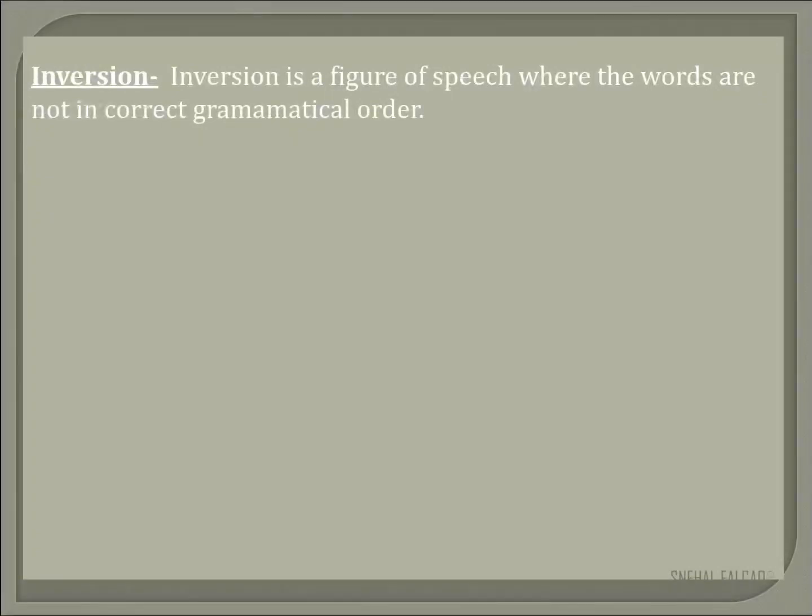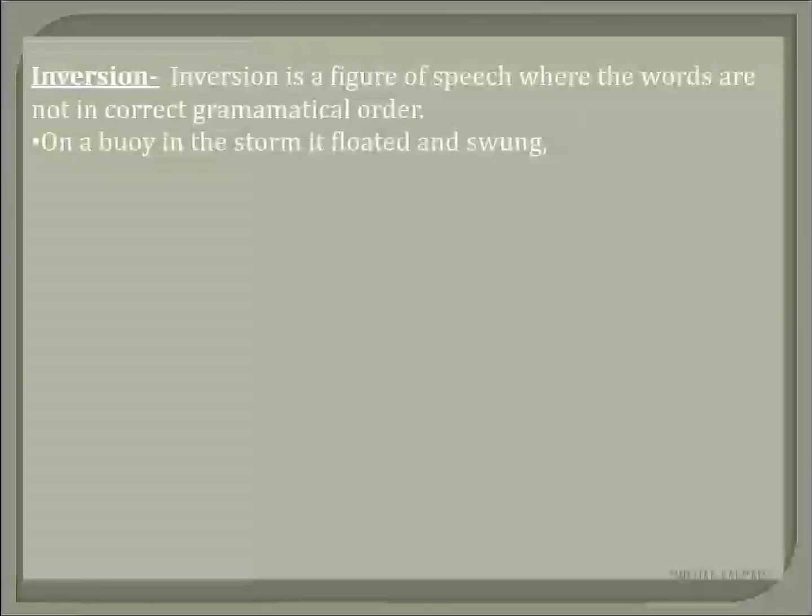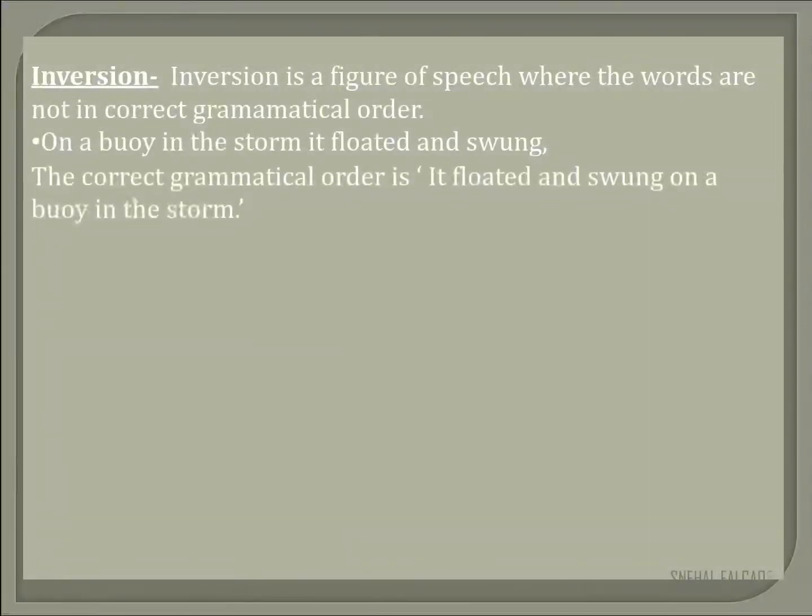The poem also has a few examples of inversion. Inversion is a figure of speech where the words are not in correct grammatical order. In the following examples from the poem, the grammatical order is incorrect and hence they are the examples of inversion. On a buoy in the storm, it floated and swung. The grammatical order in this line is incorrect. The correct grammatical order is: it floated and swung on a buoy in the storm.